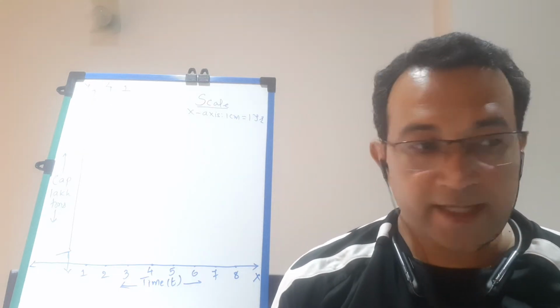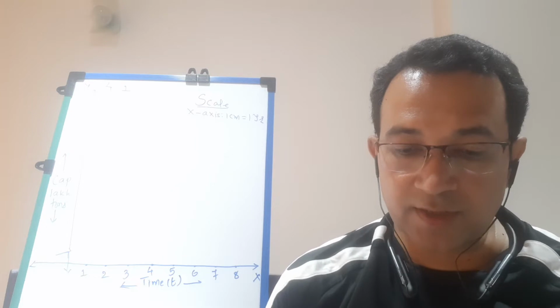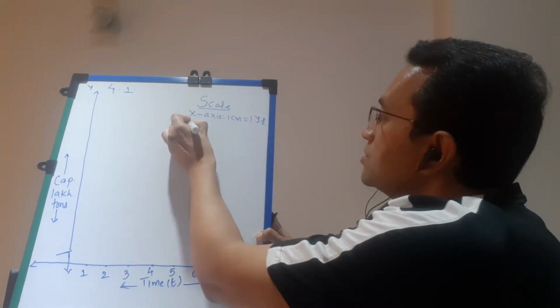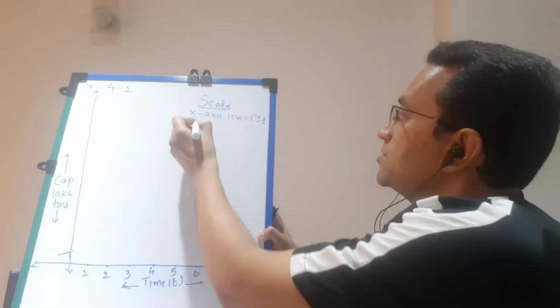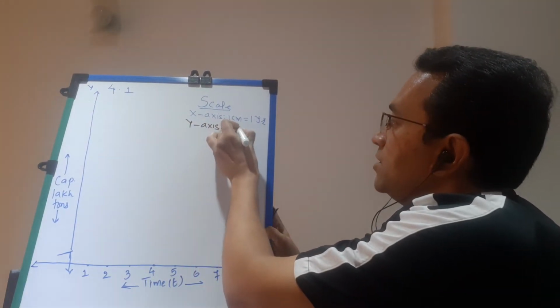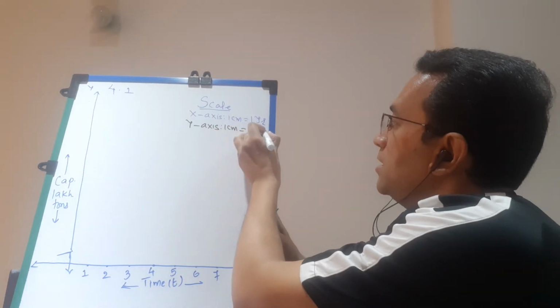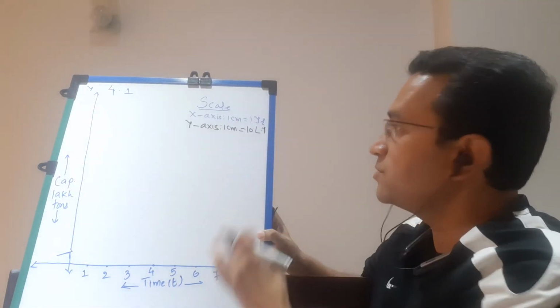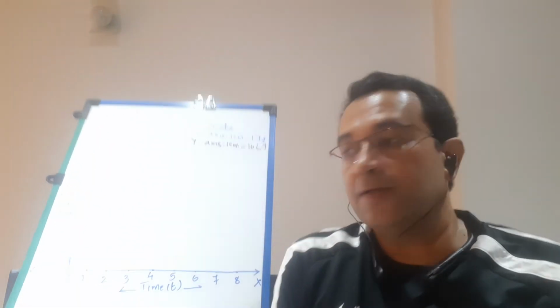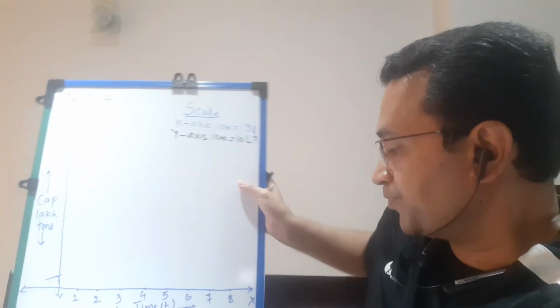And on the y axis we take 1 centimeter is equal to 10 lakh tons. Scale on the y axis: 1 centimeter is equal to 10 lakh tons. I have less space, so I have written LT. LT means 10 lakh tons. Sorry. Now students, pay attention.